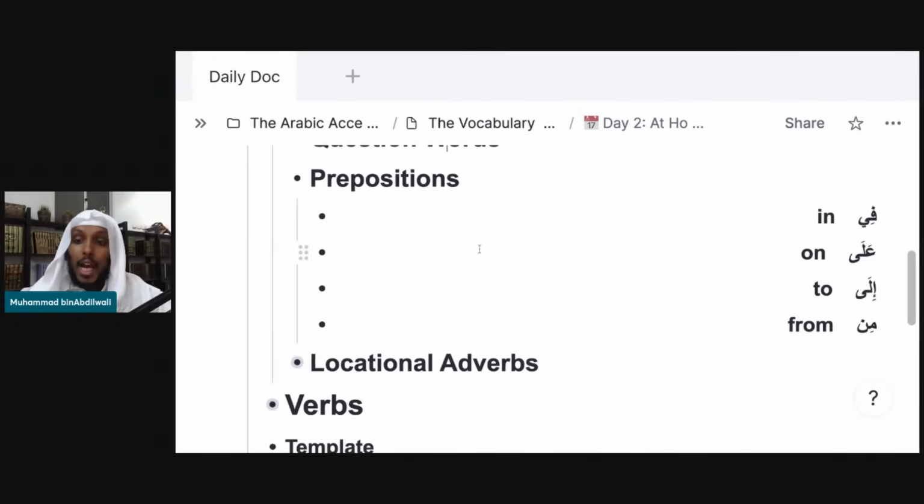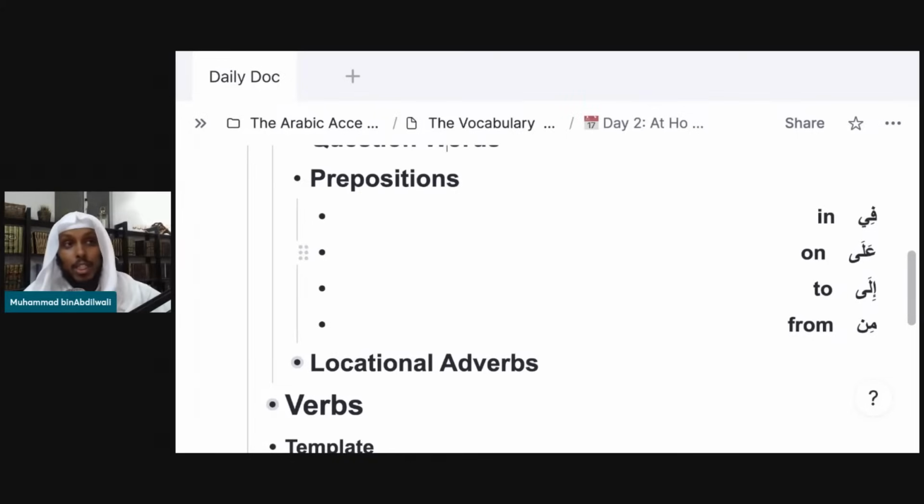Ala means on. Ala means on. Just like when you say sallallahu alayhi wasallam. Ala, alayhi. Which means upon as well. It means on or upon. Okay, so you can say something like القلم على الطاولة. The pen is on the table. إلى means to and min means from.